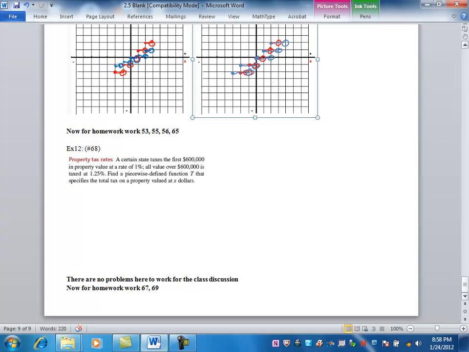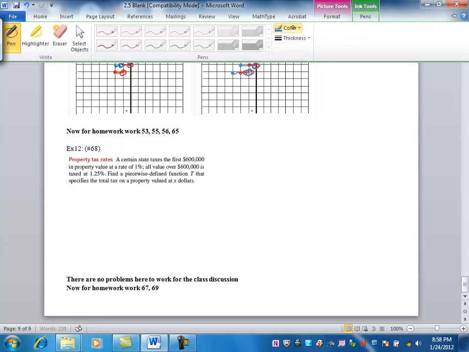Question about property tax rates. A certain state taxes the first $600,000 in property value at a rate of 1%. All value over $600,000 is taxed at 1.25%. Find a piecewise-defined function T that specifies the total tax on a property valued at x dollars.